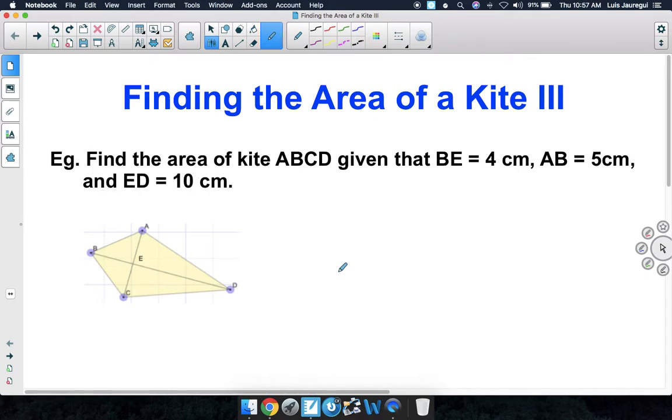Example. Find the area of kite ABCD given that BE is equal to 4 centimeters, AB is equal to 5 centimeters, and ED is equal to 10 centimeters. Let's take a look at what we're given.